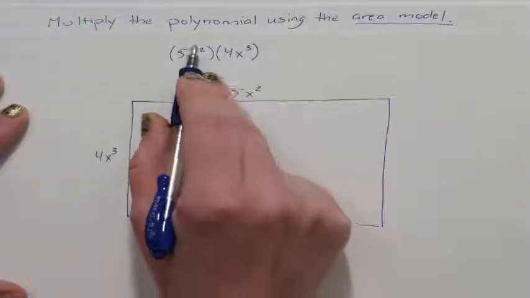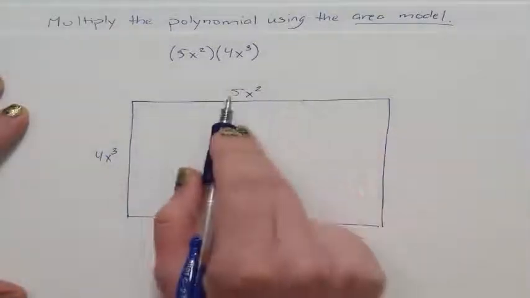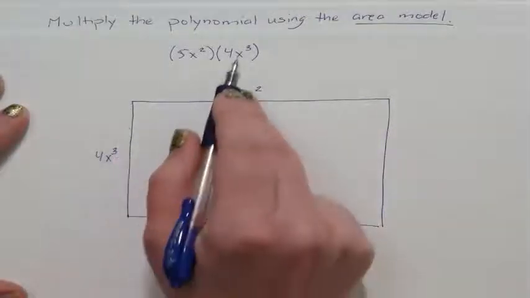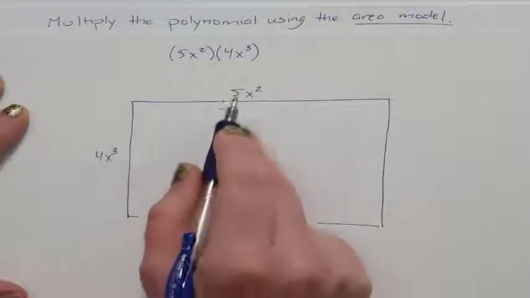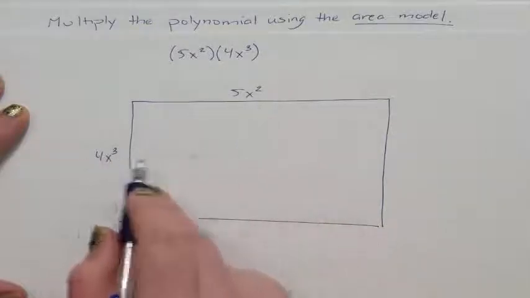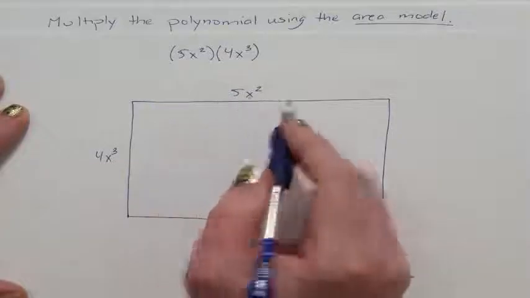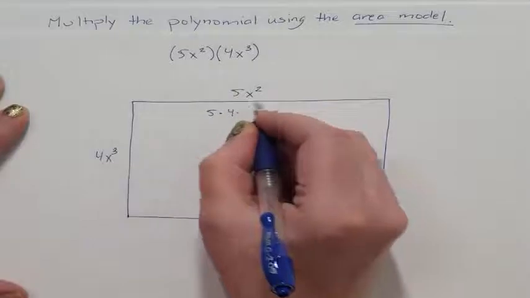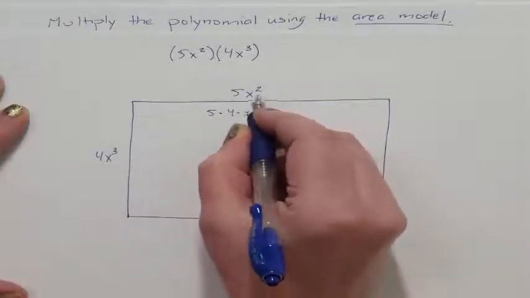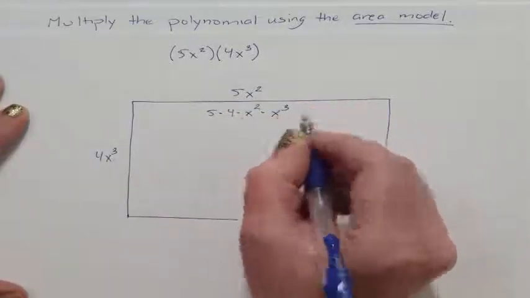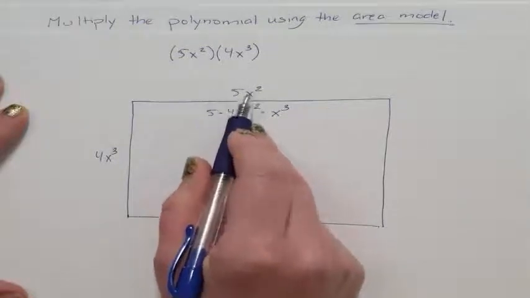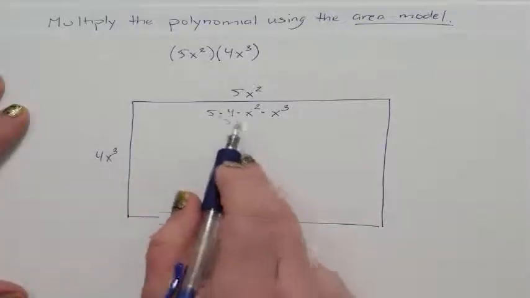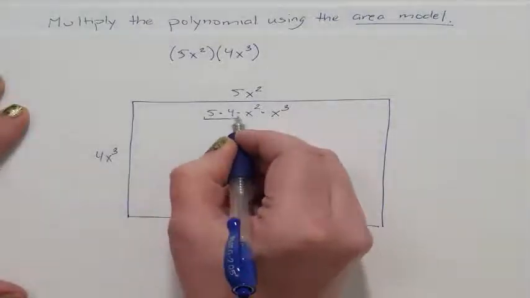So since there's only one term in here, this entire length is equivalent to 5x squared. And since there's only one term here, this entire length is represented by 4x to the third. So now we are just trying to find the area like you would in geometry class. So you would have this 5 being multiplied to the 4, and you know that x's get multiplied to other x's. So we are multiplying the 5x squared by the 4x to the third. And so you know when we multiply, the numbers get multiplied together.